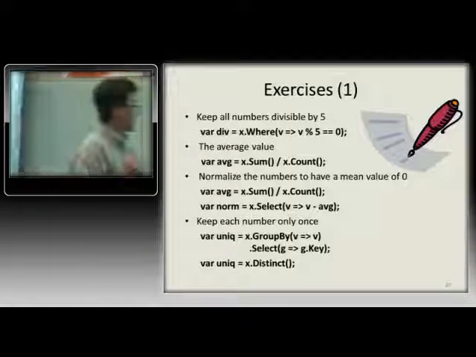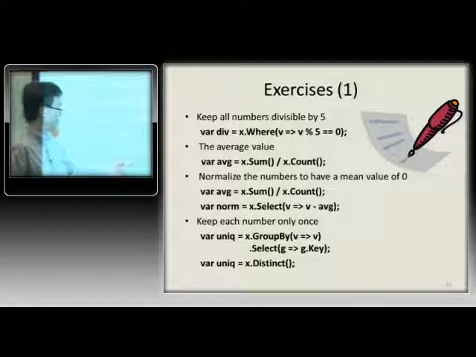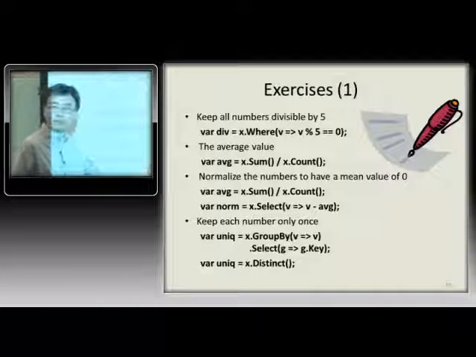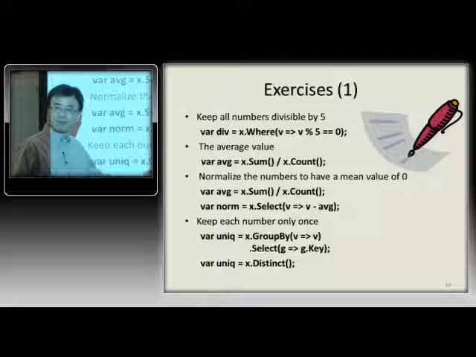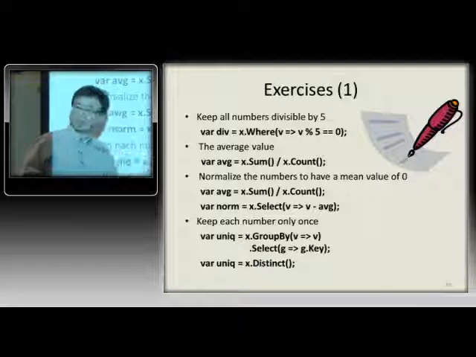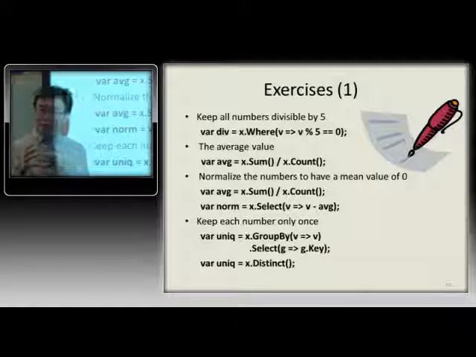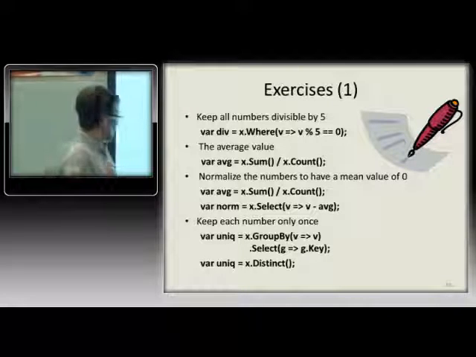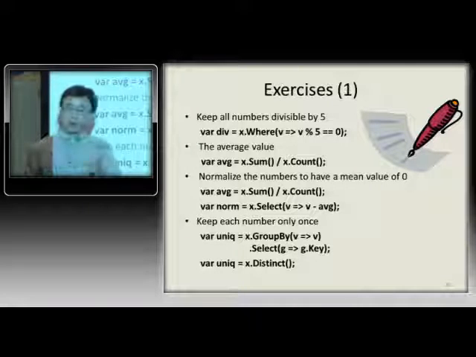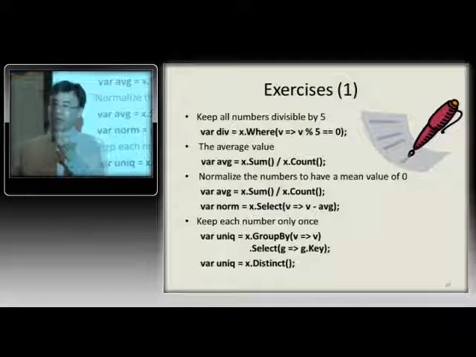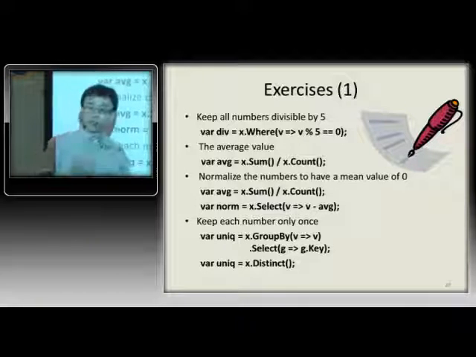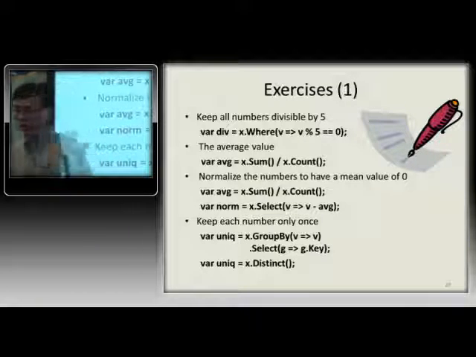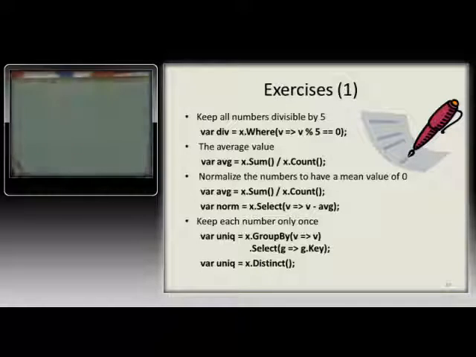And also I can do it the following way. I form a group, right? That means all the same numbers are in the same group. And then what I do is I only select the key of this group. So by doing this, I get all the distinct numbers.